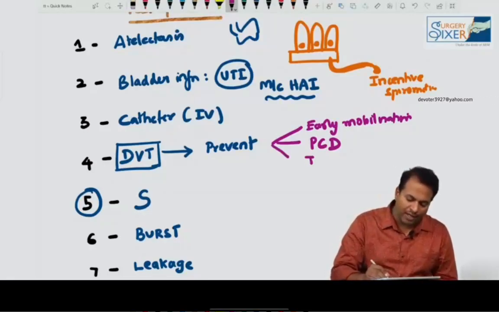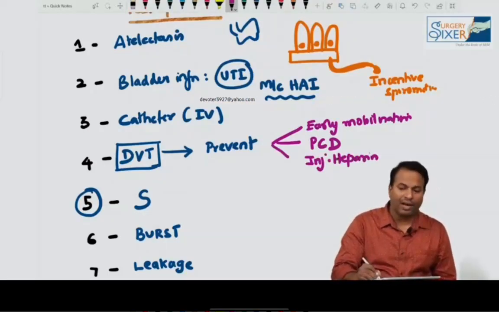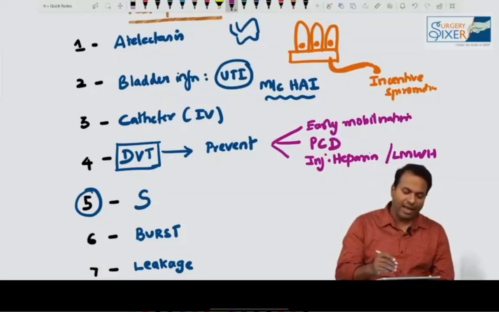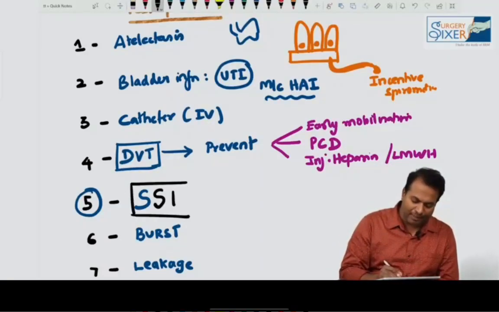Or we have to start them on injection heparin. Prophylactically, we should start them on heparin or low molecular weight heparin if they are highly susceptible for DVT. So atelectasis, bladder infection, catheter infection, DVT. And 5 is what we discussed. 5 is surgical site infection, which we are discussing so far.